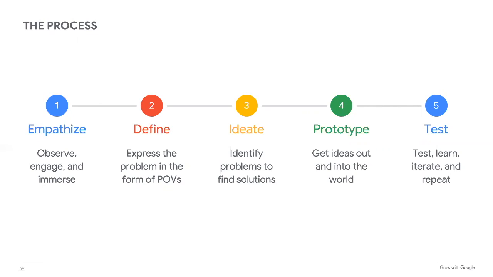Number 4, prototype, where we brought the ideas out of our heads and into the real world. And finally, the testing stage, which takes us to the next iteration of prototypes to improve our minimum viable products by testing, learning, and iterating again and again. Give yourselves a pat on the back for following along. You did a lot of work in this session today.